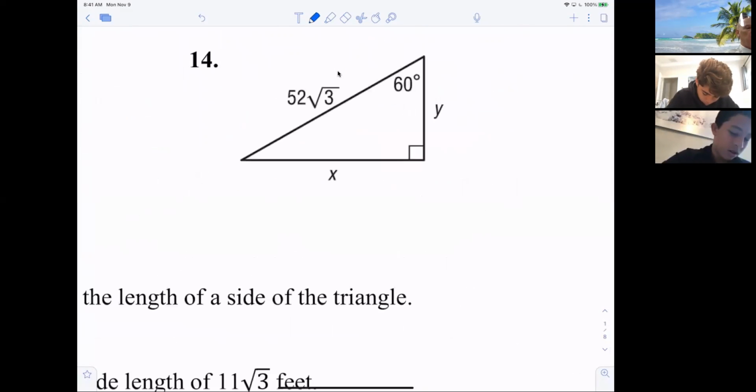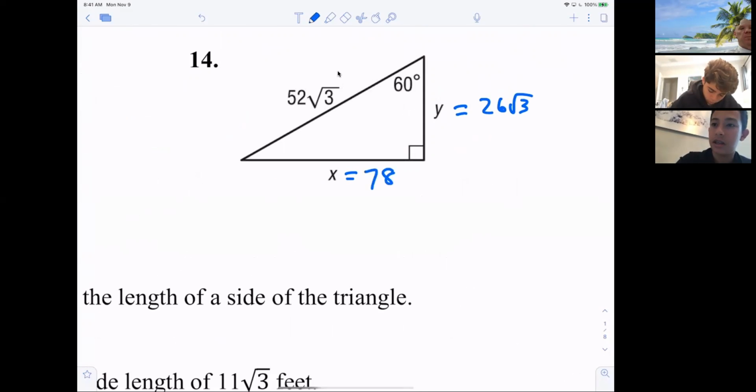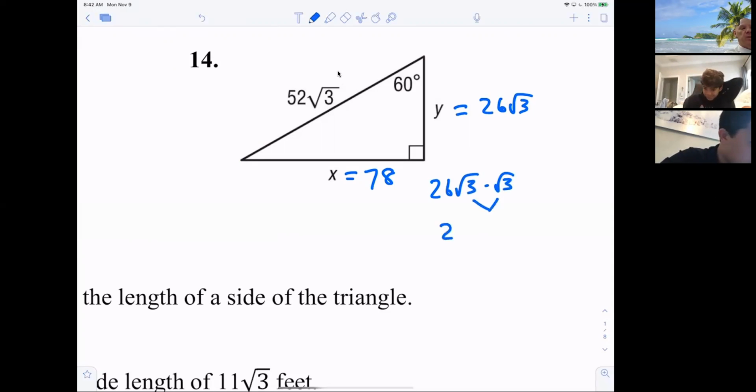All right, 14, here we go. What is y? 26 radical 3. And of course, x then would be 78. Beautiful, 78. Thank you so much. Guys, I just think that's not hard. You guys are good at patterns. What? 26 radical 3 times radical 3. Radical 3 times radical 3 is 3. 26 times 3 is 78. Right?